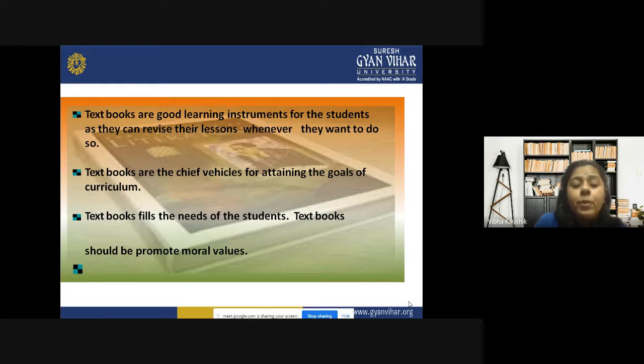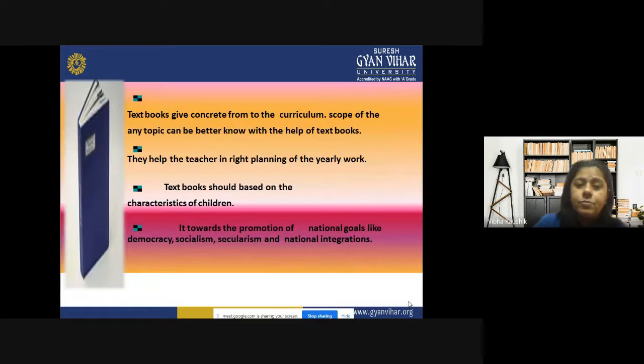Textbooks should promote moral education, and the content of the textbook should be selected in such a way that it develops and promotes moral values among the learners. Textbooks give concrete form to the curriculum. The scope of any topic can be better known with the help of the textbook.